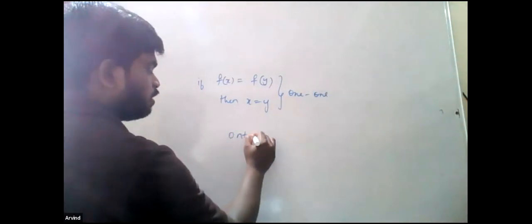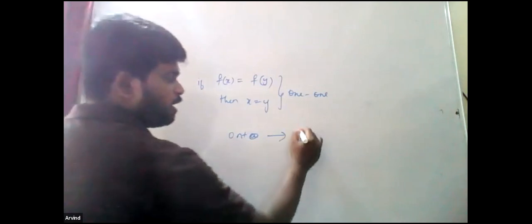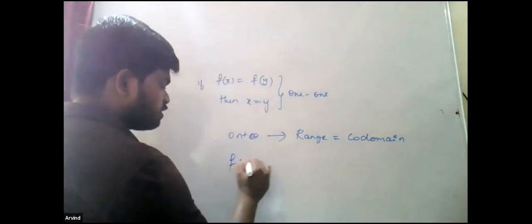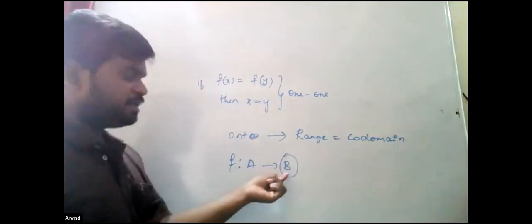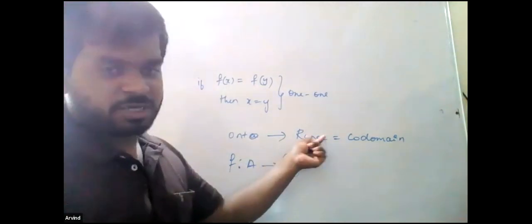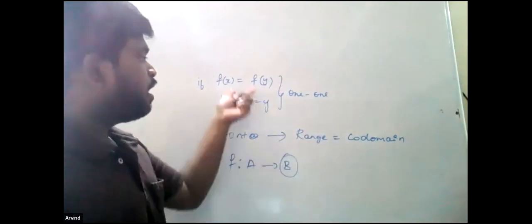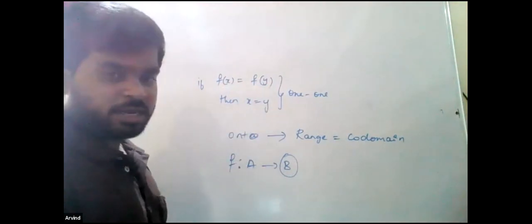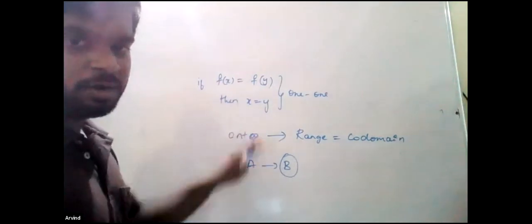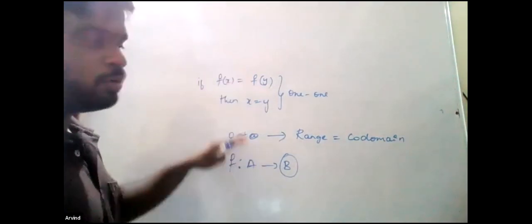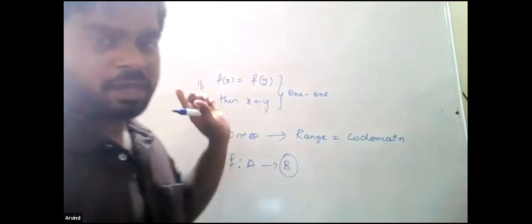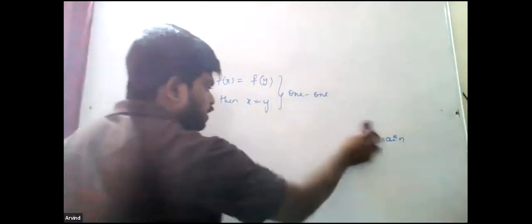For onto, to check whether it is onto or not, the range and the codomain should be the same. For example, if f is a function from A to B, the entire set B is known as the codomain. If the codomain and the range are the same, we say it is onto. To find 1-1, if f of x is equal to f of y then x equal to y comes, we call it a 1-1 function. Okay, this is the way that you find whether it is 1-1 and onto. For 1-1 you take this condition, for onto the range and codomain should be the same. Okay?